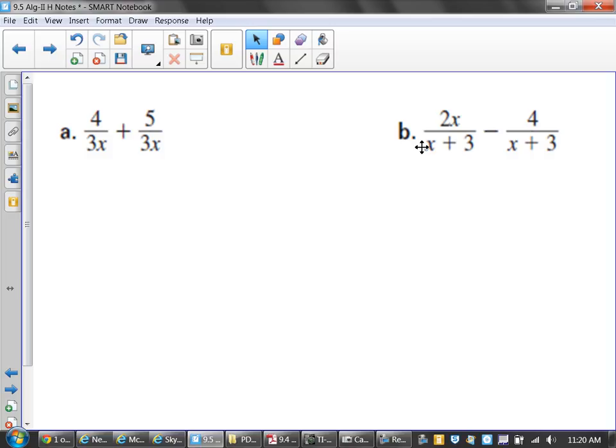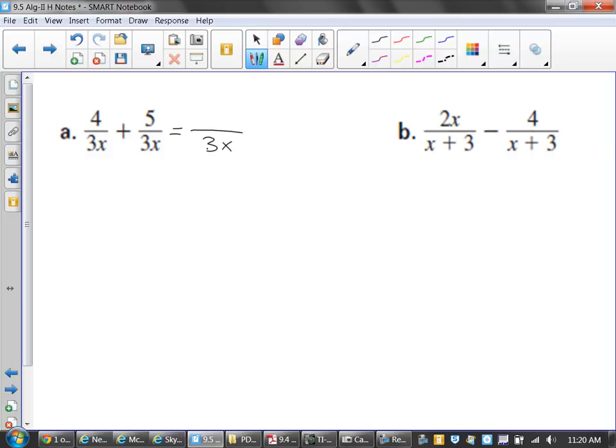4 over 3x plus 5 over 3x. Do they have common denominators? Yes. What is the common denominator? 3x. So when you set that up, you get 3x for your denominator, and what's your numerator? 9. Can you do anything there? Yes. Yep, we can simplify it out, but they're both divisible by 3, and your final answer would be 3 over x.